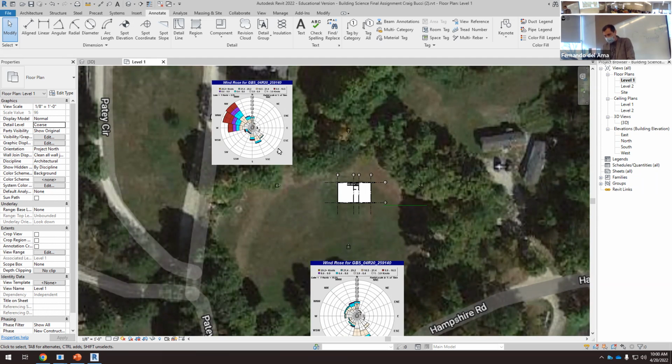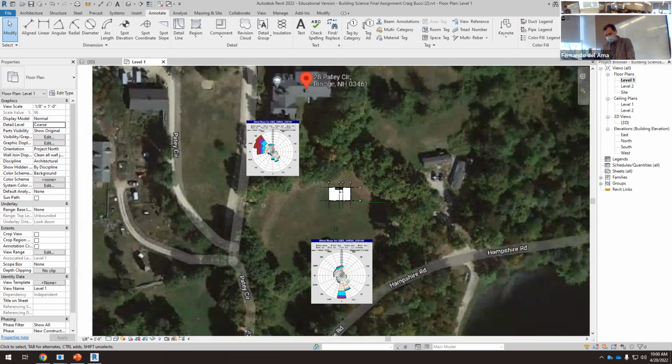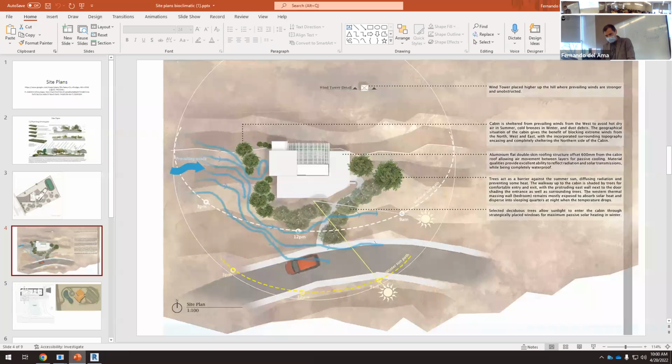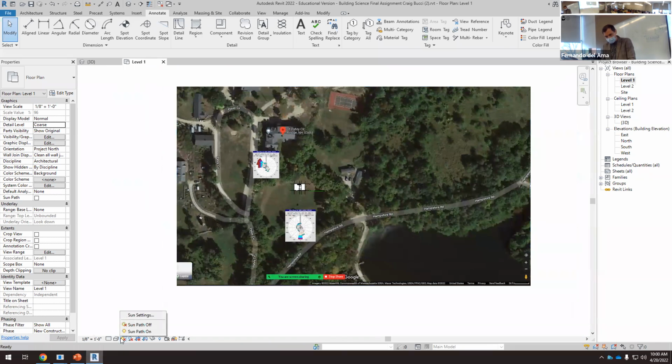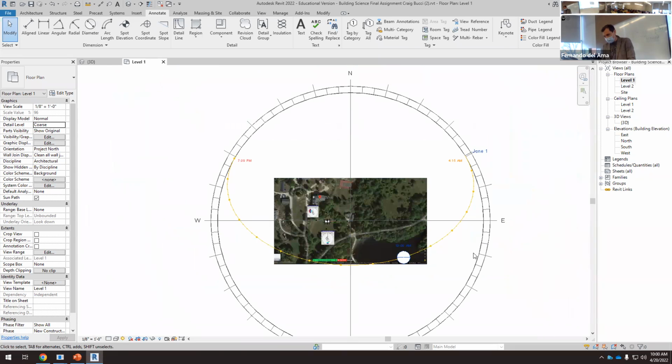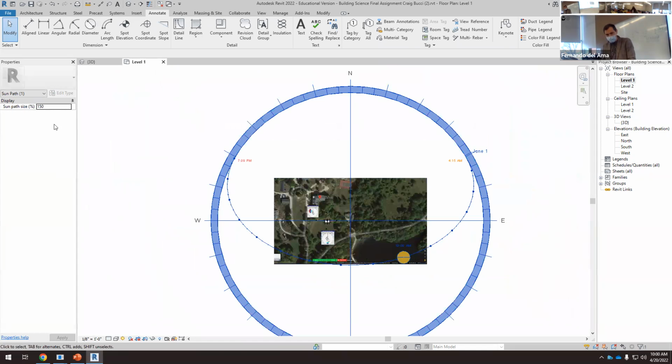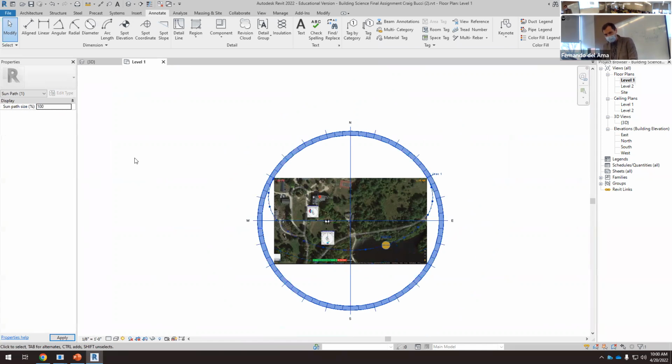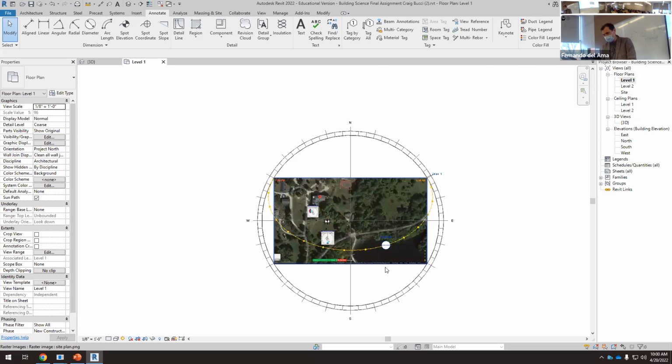We have the water, the wind. Oh, the sun path, yeah. Sun path on. And if it's too big, we can always reduce the size of the sun path.